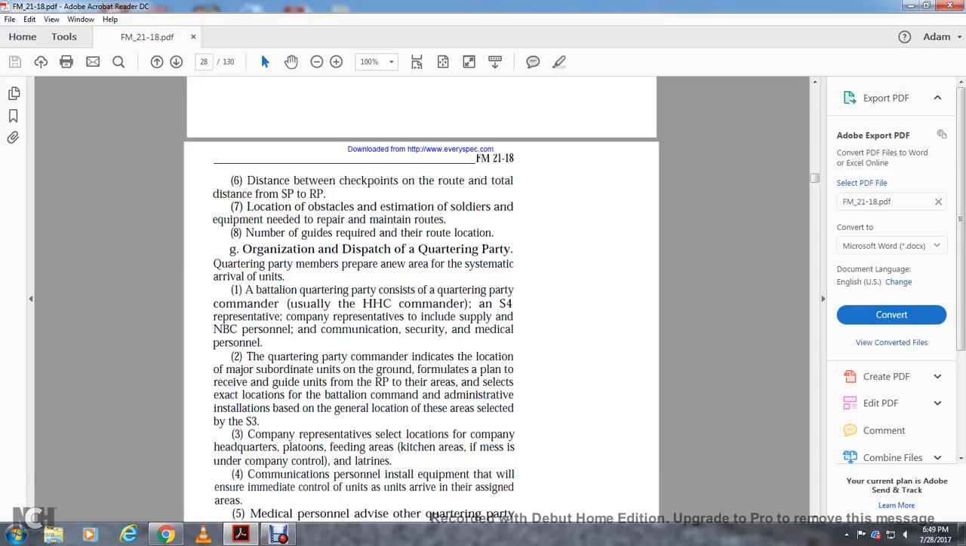Part 3. The organization dispatches a quartering party to prepare the new area for the systematic arrival of the unit. The battalion quartering party is led by a commander, usually the HHC commander, with an S4 representative. Common company representatives include supply, NBC personnel, communication, security, and medical personnel. The coordinating party commander indicates the location of the major support units for the ground and formulates the plan. The ground guide unit for the RP, with the exact location from battalion command, administers the installation based on the general location of these areas selected by the S3.